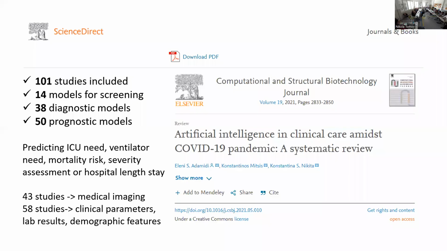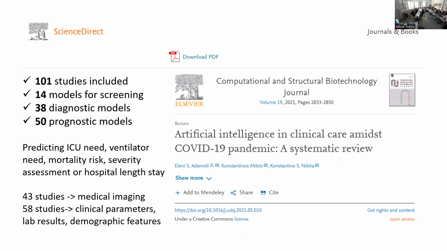In our recent publication in the Computational and Structural Biotechnology Journal, with my team, we searched how many models were released during the pandemic. There were 101 studies included, and we had 14 models for screening. Screening means the patient comes to the hospital, and with a model that every group developed, they could say, okay, you belong to this department, or you belong to the ICU.